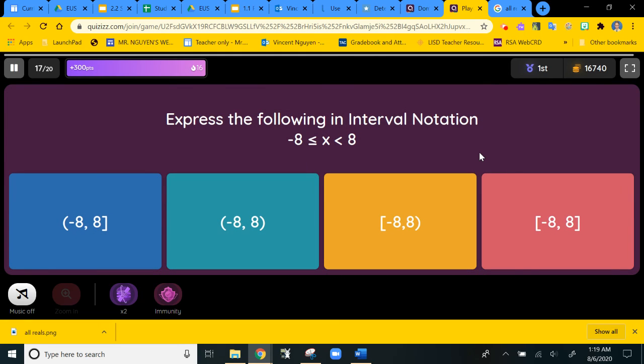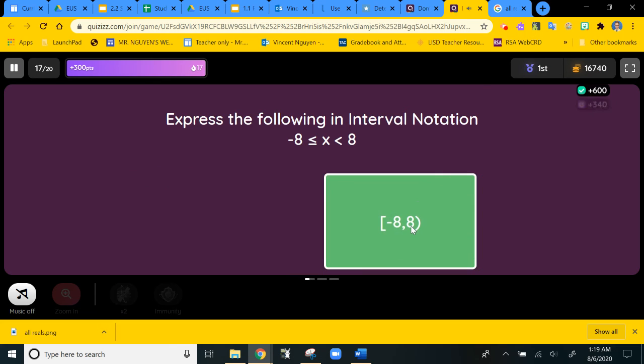All right, 17. Express in interval notation. So we are going from -8 all the way up to 8, not including 8. So bracket, parenthesis. Here it is. Yes.